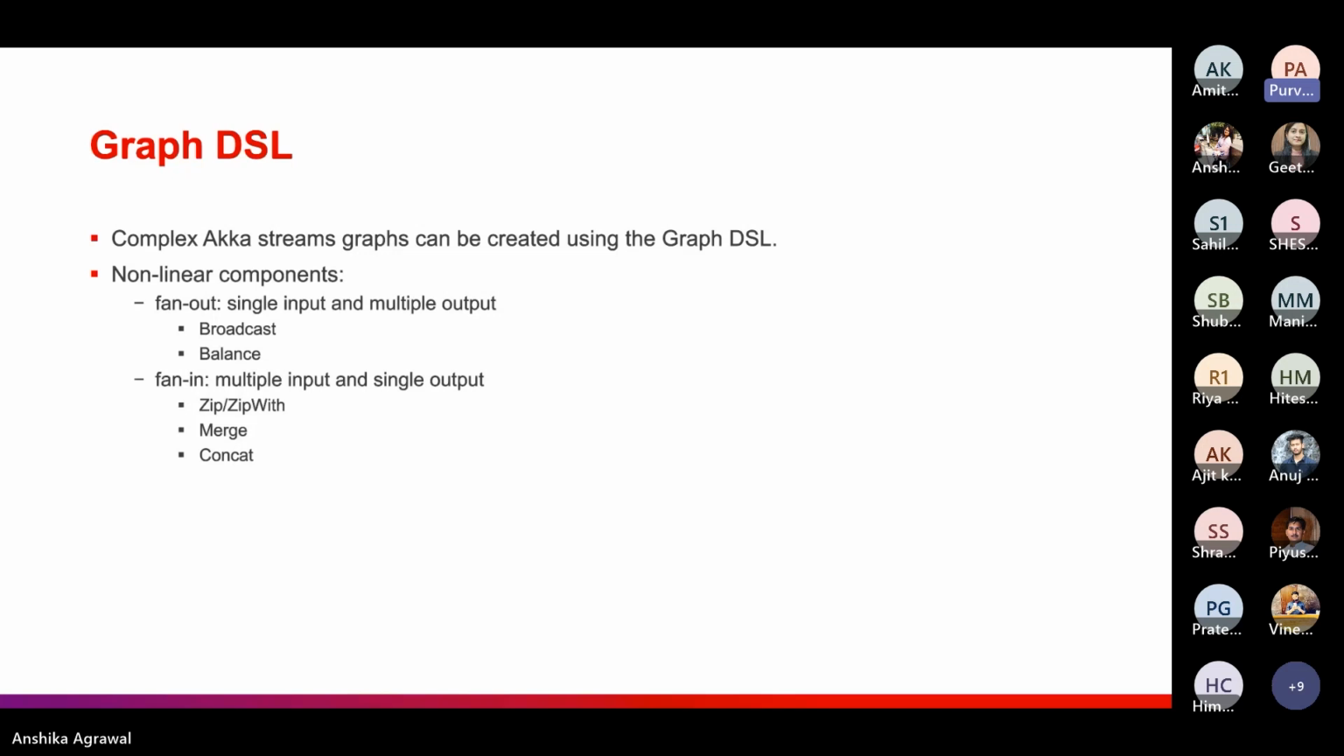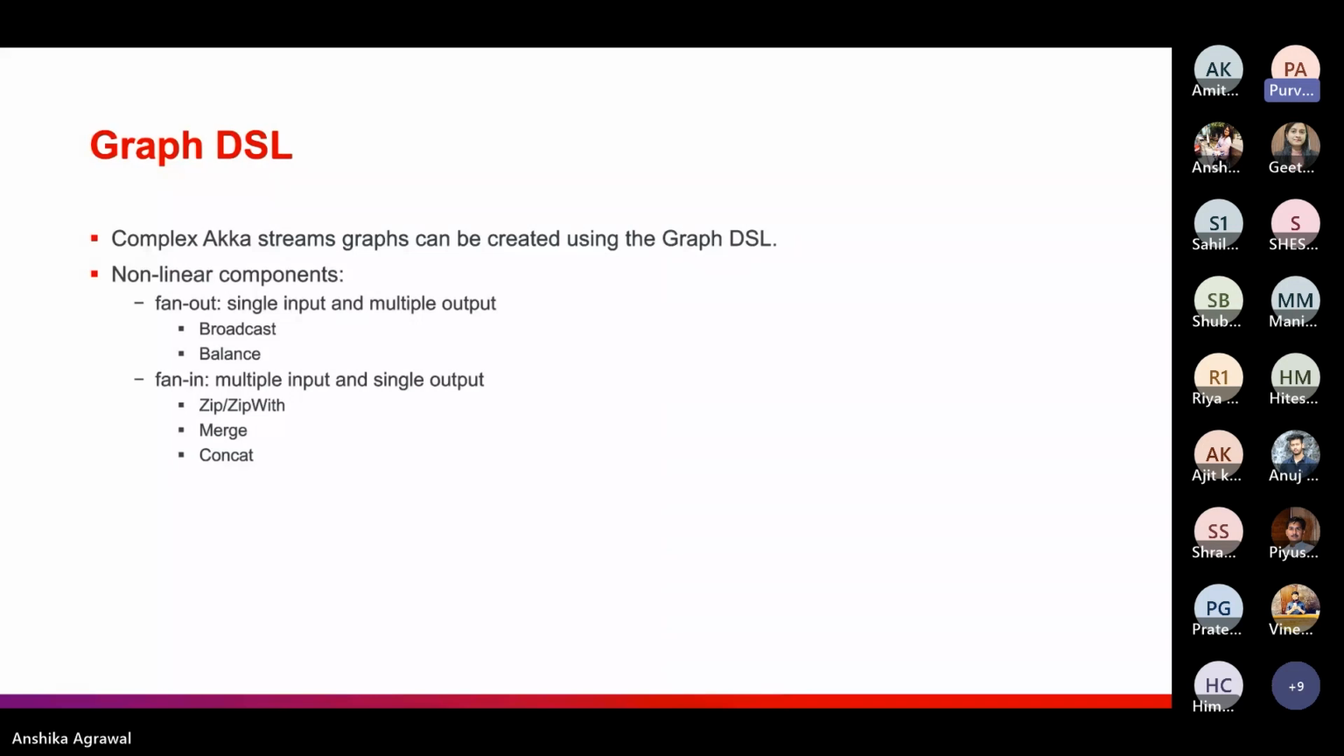Second, we have fan-in. Fan-in operations merge multiple input streams into a single output stream, which is the opposite of fan-out. They basically take data from multiple sources and combine them into a single stream. In the graph DSL, the uniform fan-in shape is the shape that represents a fan-in stage with multiple input ports and a single output port. So some examples of fan-in operations are merge, zip, and concat.